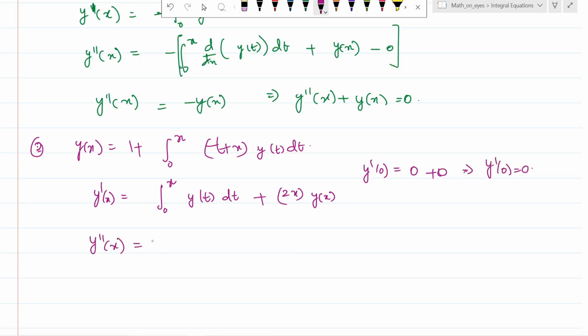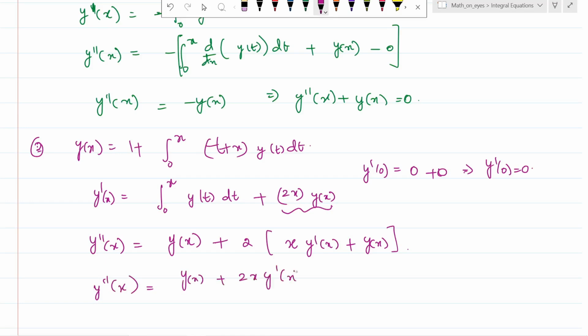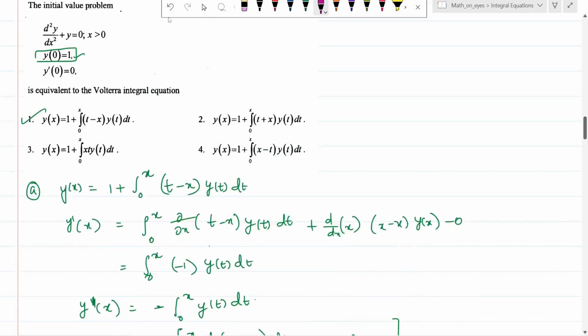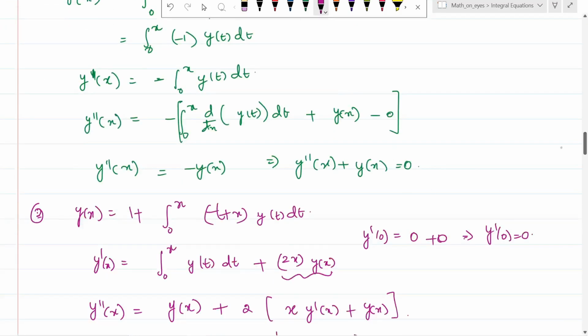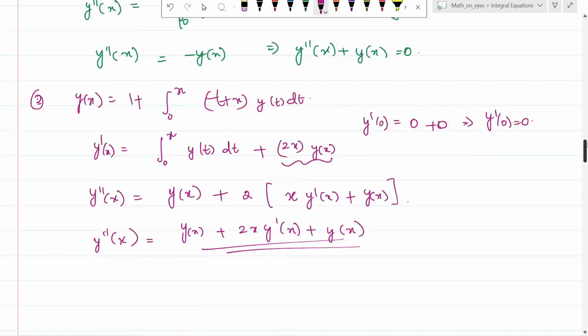y''(x) is equal to, this integral part will become 0 and you will have only the upper limit side, which gives y(x). And then plus, taking the derivative of this side will give you 2 times x into y'(x) plus y(x). So when you solve, y''(x) is equal to y(x) plus 2x y'(x) plus y(x). This is not equal to the given initial value problem. This is different. So the second option is false.